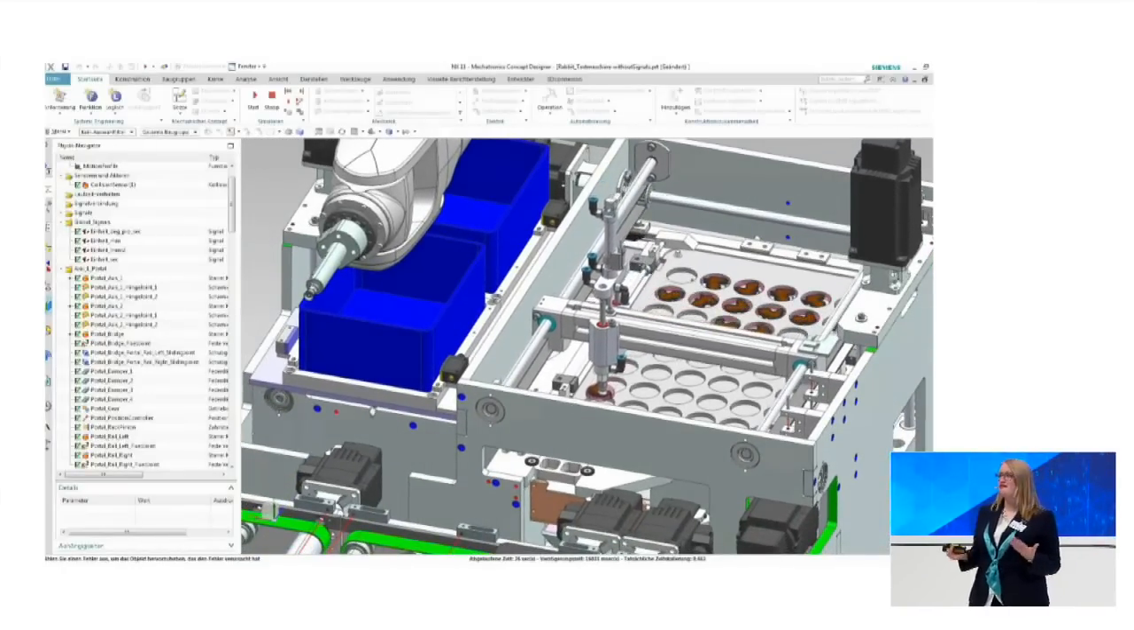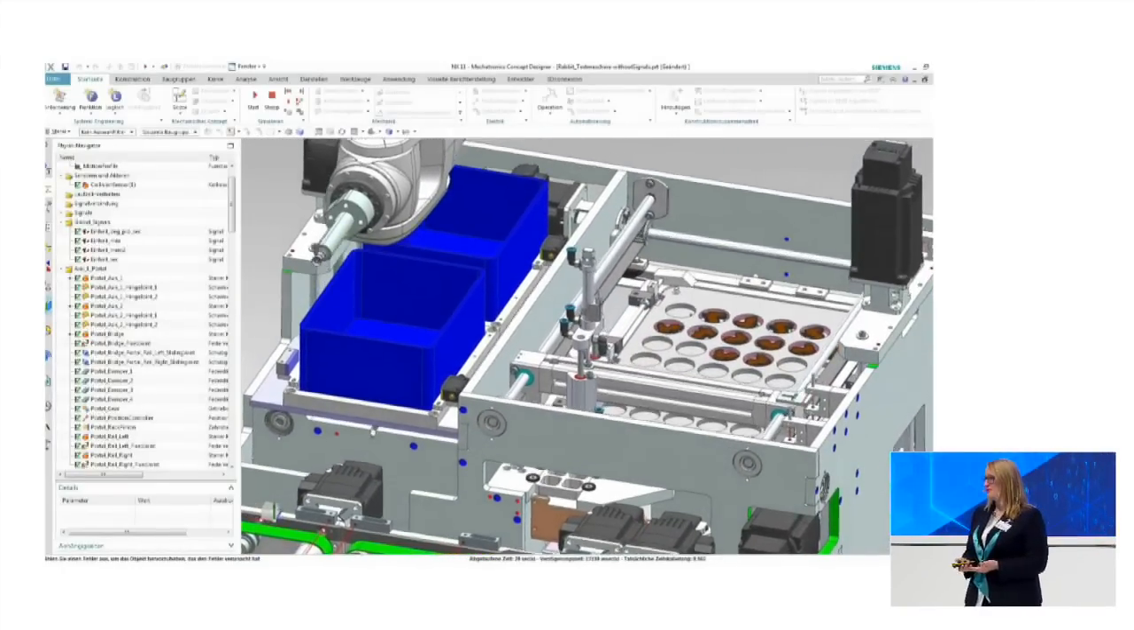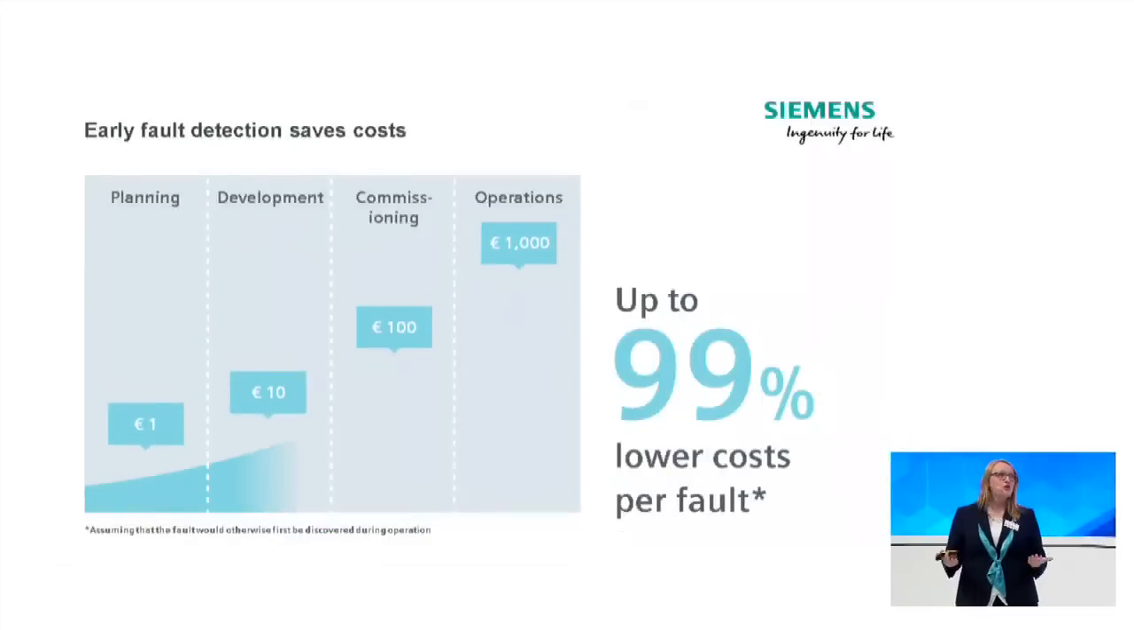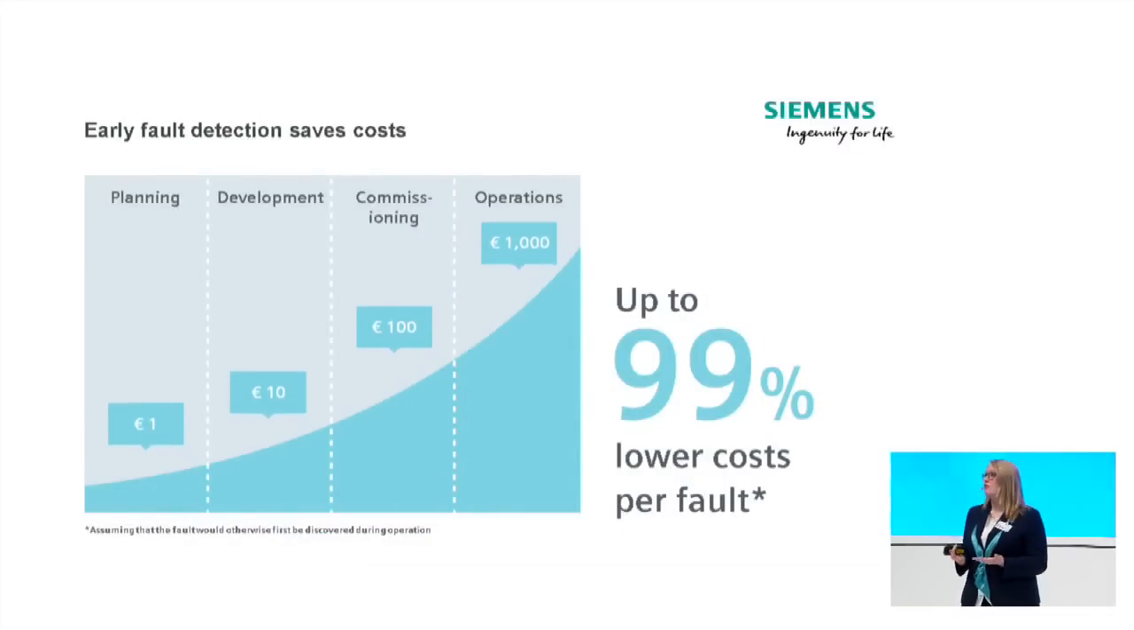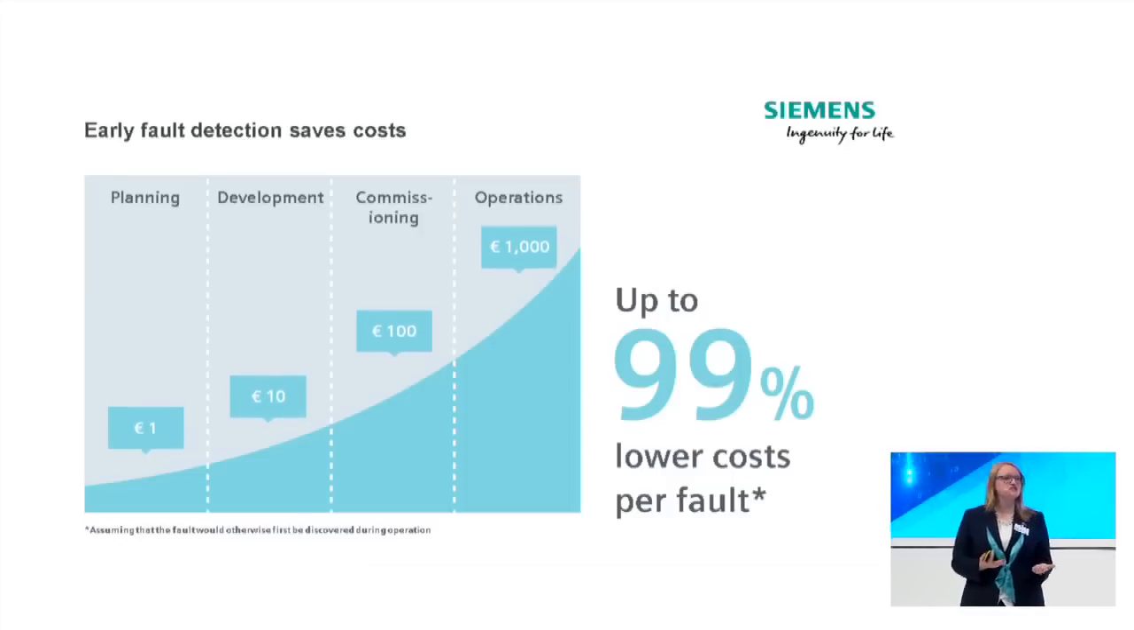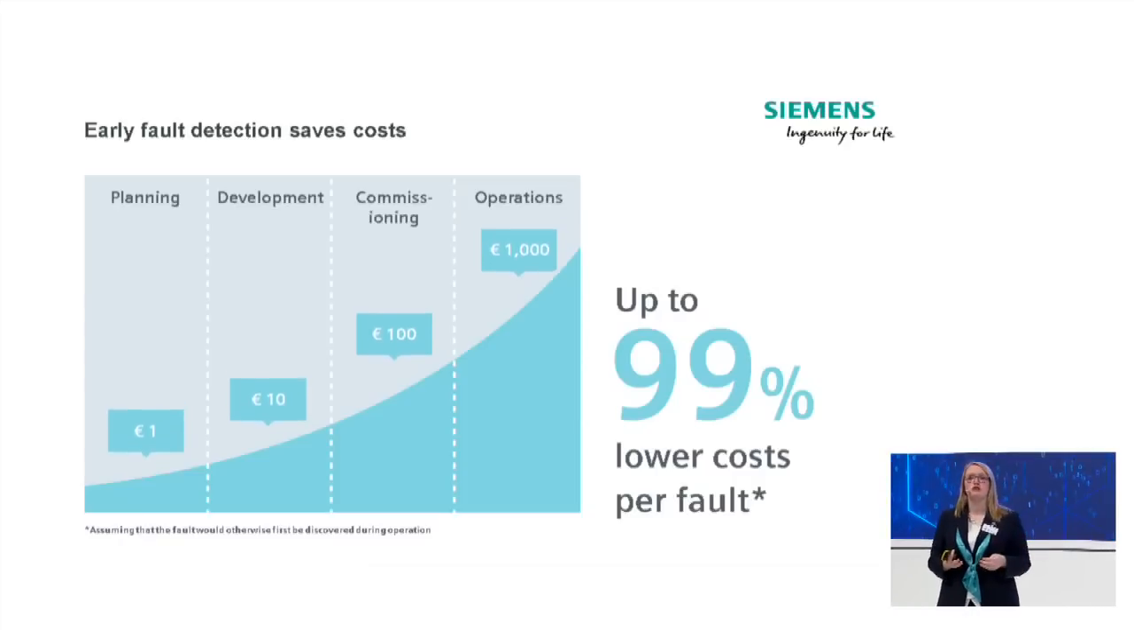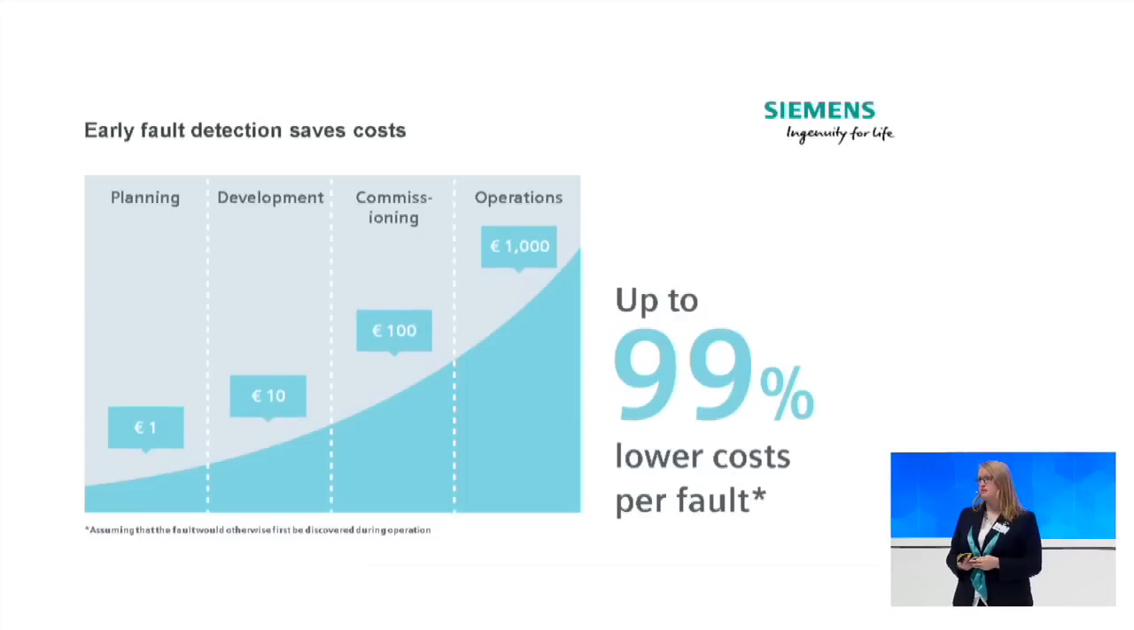And the earlier you find an error, the better. Because you might know the rule of 10, that says that the cost of an error is multiplied by a factor of 10 with each additional engineering step. So of course, your goal is to find and also solve errors as early as possible in the development process. And PLCSIM Advanced supports you to do exactly this.